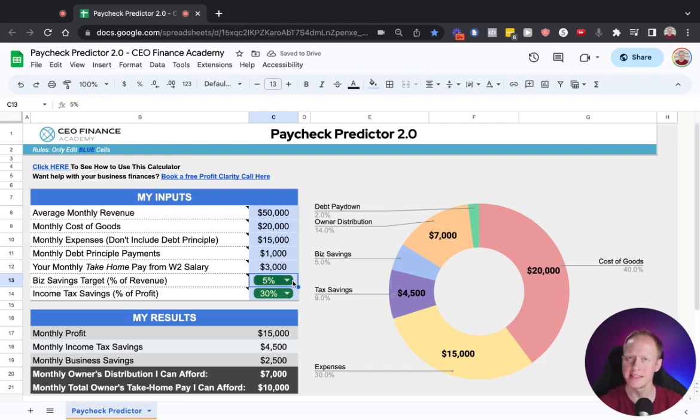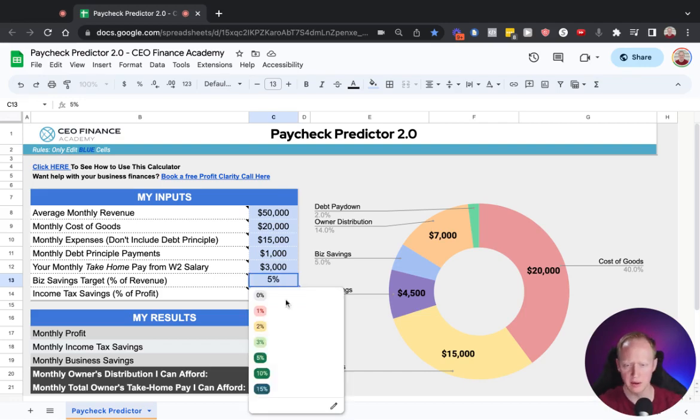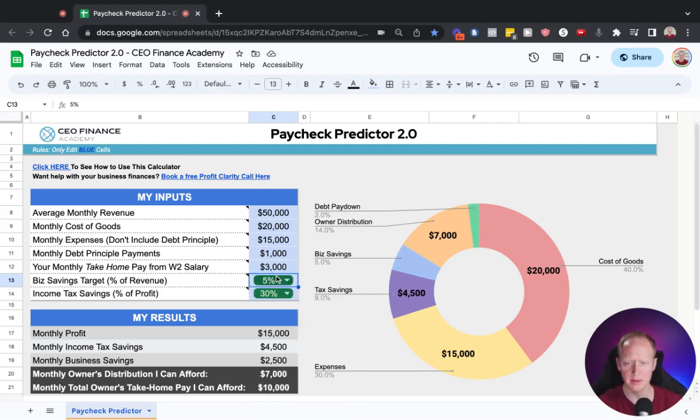Finally, there is business savings. Depending on the size of business, you're going to be somewhere between 1% if you're not very profitable, or up to 5% plus if you're very profitable on this. Let's leave it at 5% for now. We'd love to be able to save as much as we can into the business.